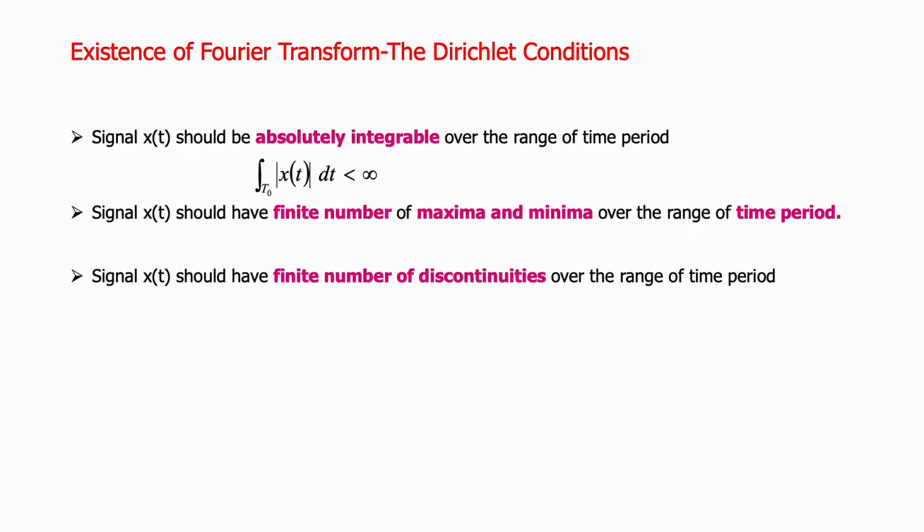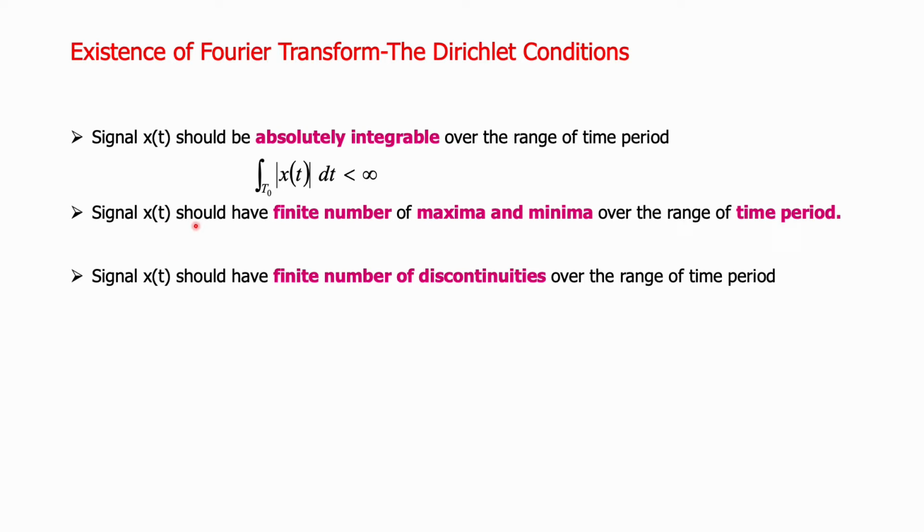The existence of Fourier transform is nothing but the Dirichlet conditions. So what is meant by Dirichlet conditions? The signal x of t should be absolutely integrable over the range of time period. Integral over t naught, the fundamental time period, modulus x of t dt is less than infinity. Any signal x of t, sinusoidal, exponential, step, whatever it may be, if you integrate it, it must give a finite value. That is called absolutely integrable.